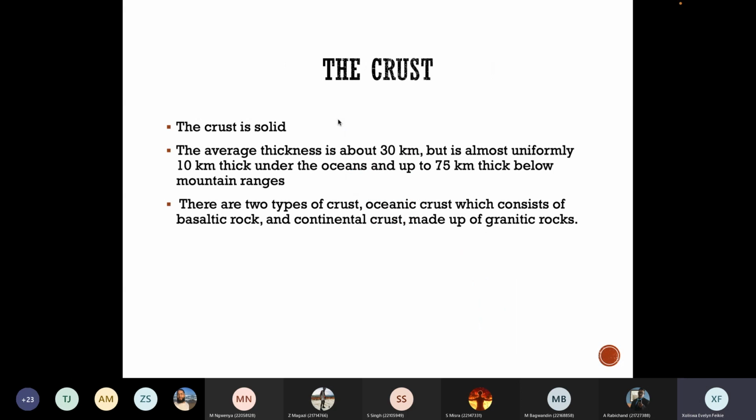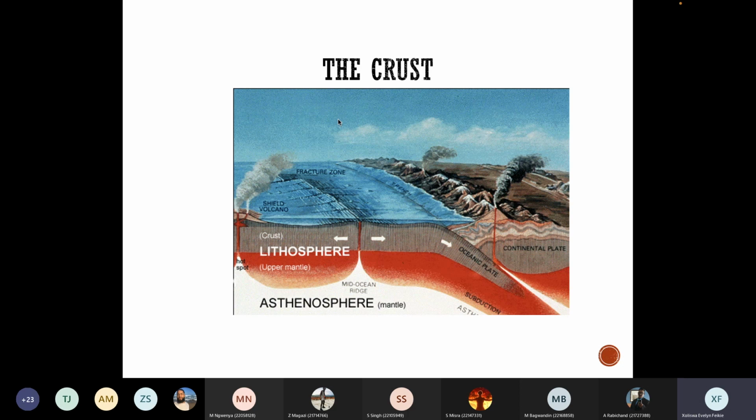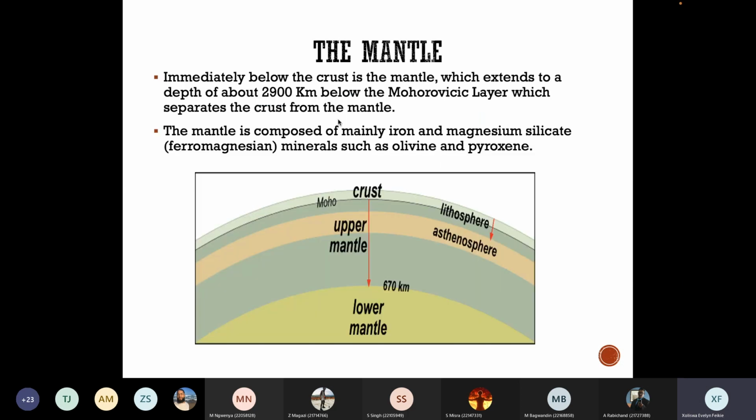They say that the crust is solid, the average thickness is about 30, and then they tell you everything about it. And then they tell you that there are two types of crust: oceanic crust, which consists of basaltic rock, and continental crust, made up of granite, for information purposes. And then they show you the crust, and everything that has to do with tectonic plates moving and everything. How do you then see the different layers? That's the example.